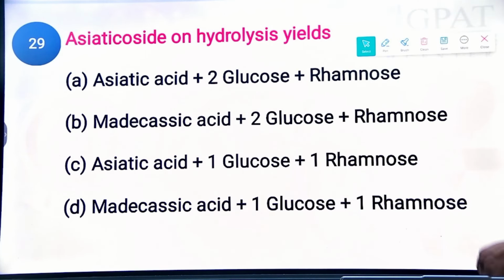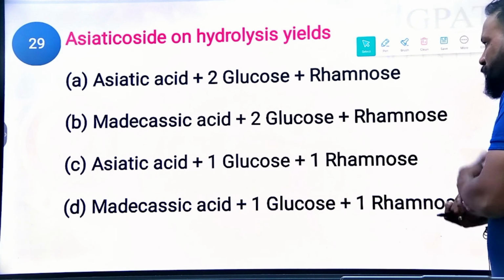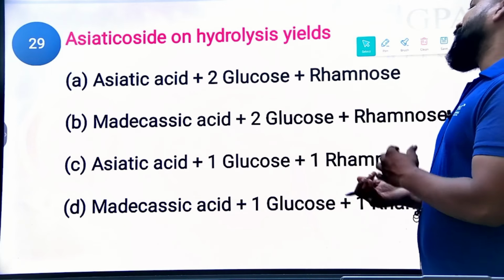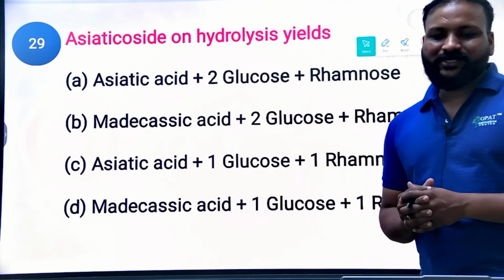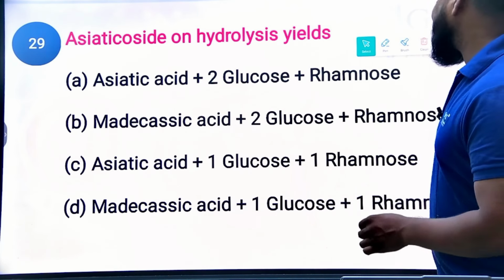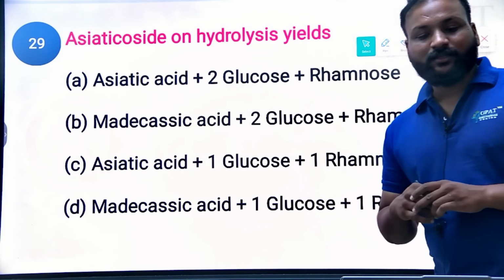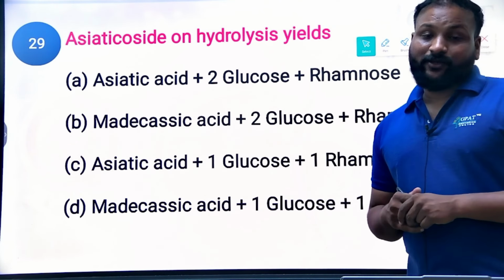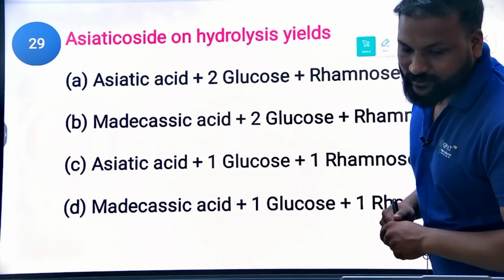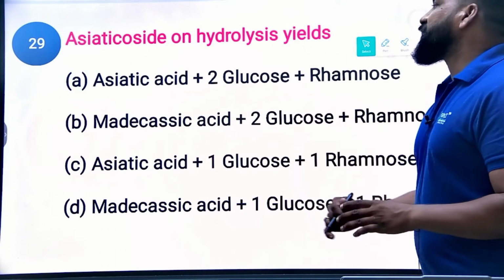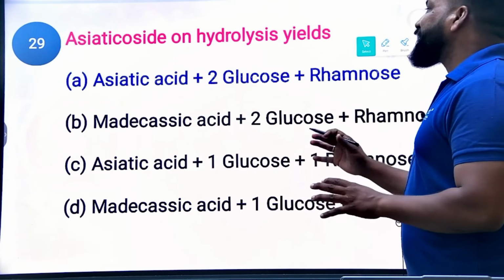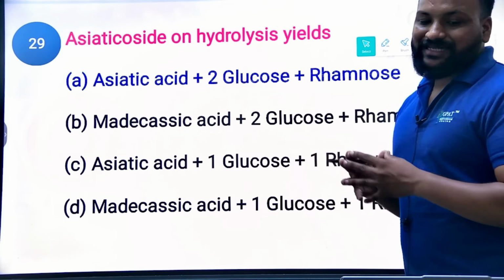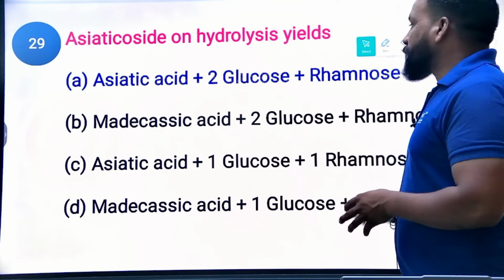Asiaticoside, upon hydrolysis, yields which of the following: asiatic acid plus glucose plus rhamnose; madecassic acid, 2 glucose and rhamnose; asiatic acid, 1 glucose and 1 rhamnose; or madecassic acid, 1 glucose and 1 rhamnose? So what is the right answer? The right answer is asiatic acid plus 2 glucose plus rhamnose. Upon hydrolysis it gives asiatic acid, 2 glucose and 1 rhamnose.